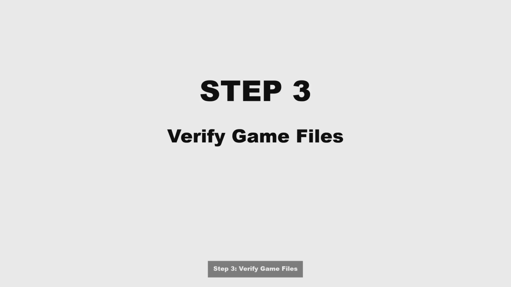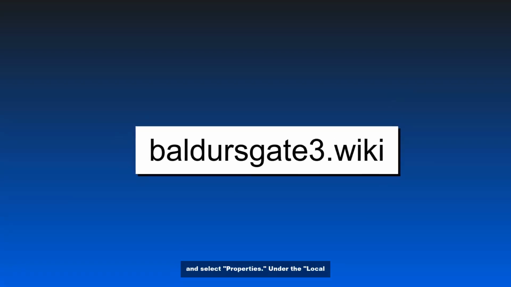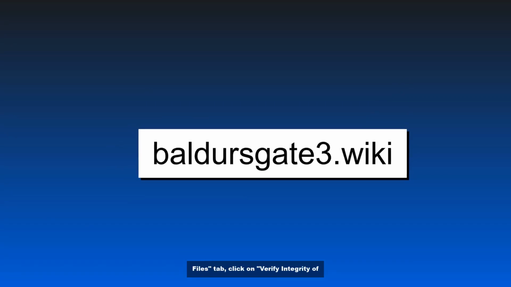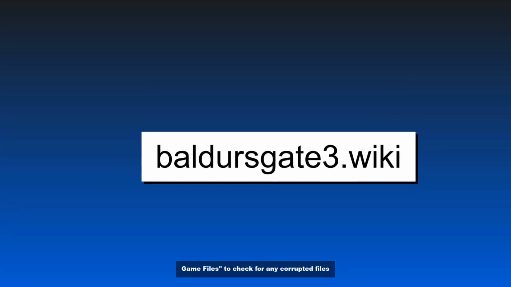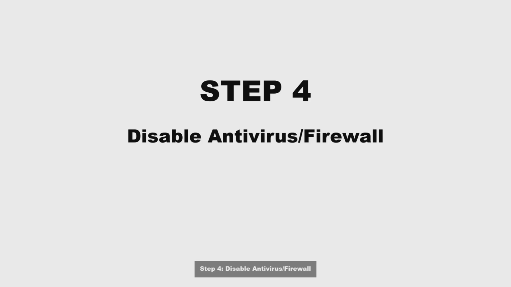Step 3. Verify game files. If you are using a platform like Steam, go to your library, right-click on Baldur's Gate 3 and select Properties. Under the Local Files tab, click on Verify Integrity of Game Files to check for any corrupted files and repair them.